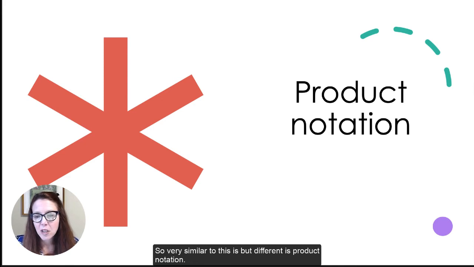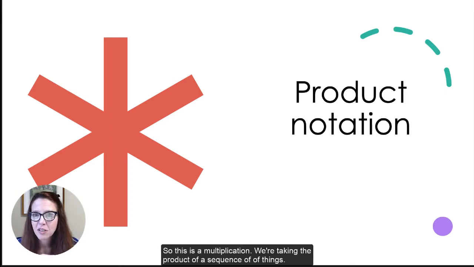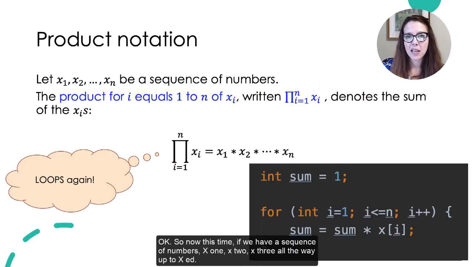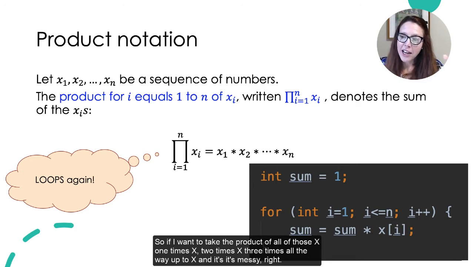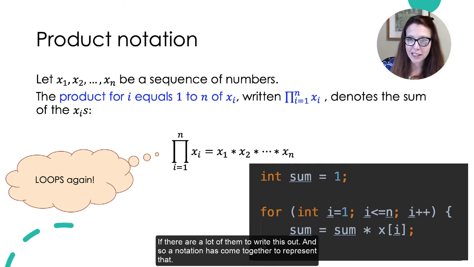Okay, so very similar to this, but different, is product notation. So this is a multiplication. We're taking the product of a sequence of things. Now this time, if we have a sequence of numbers, x1, x2, x3, all the way up to xn, and I want to take the product of all of those, x1 times x2 times x3 times all the way up to xn, it's messy, right? If there are a lot of them to write this out.